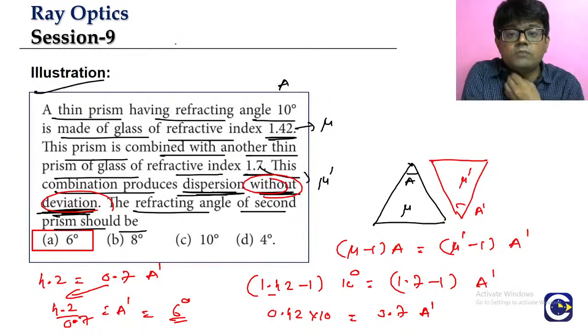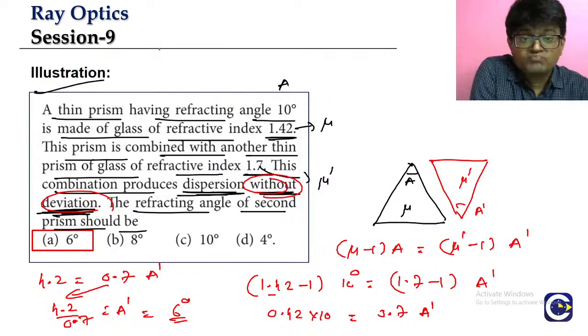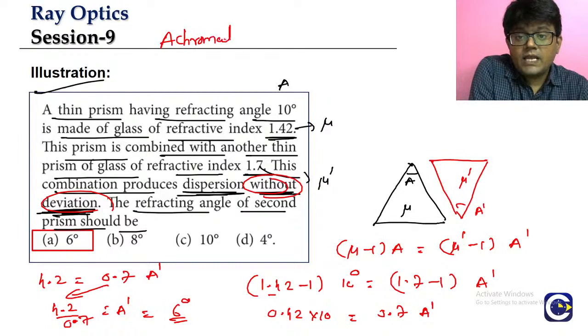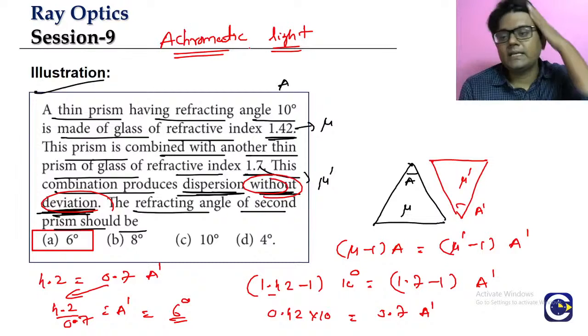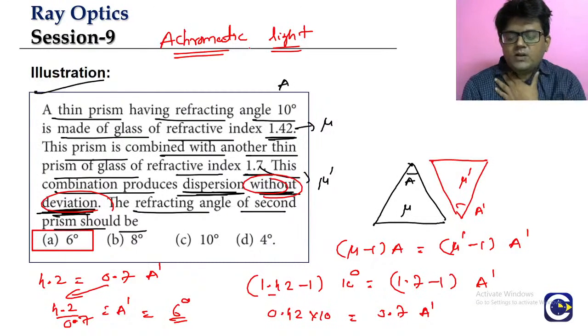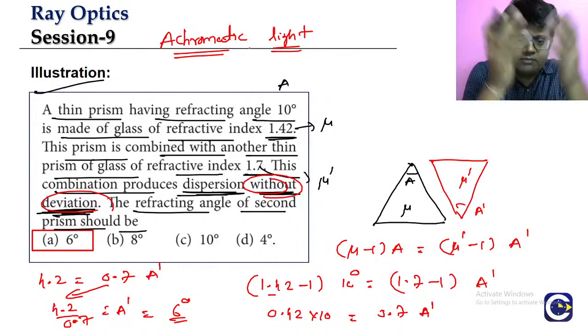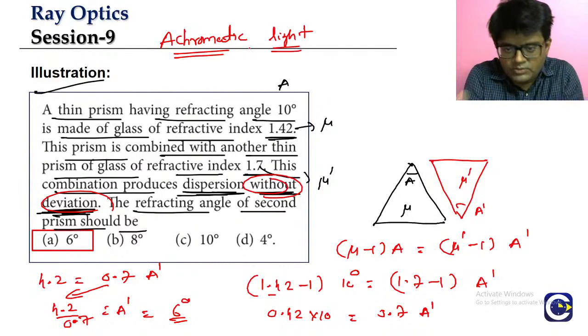Here I want to mention one more word. This is important. Just remember, when they say that the combination of prisms is producing achromatic light. As we said, chroma means color. Achromatic, combination of, not lenses. I mean, the word can be used for lenses also. It can be used for prisms also. It can be used anywhere.